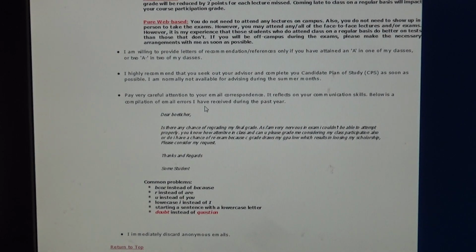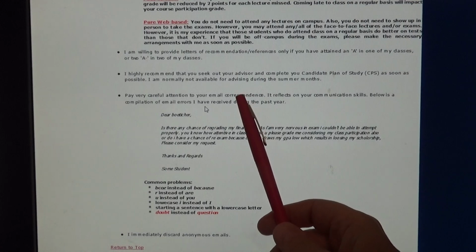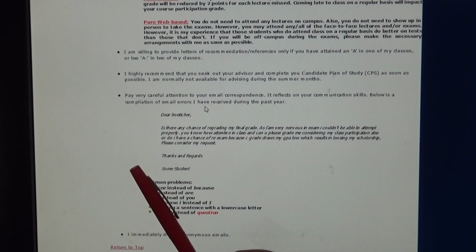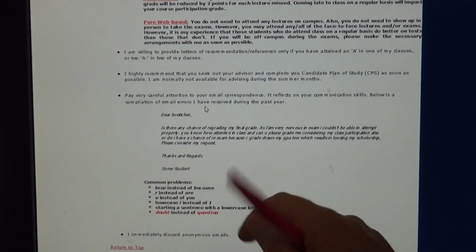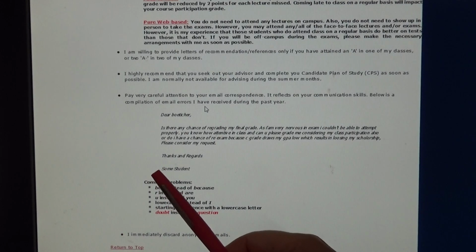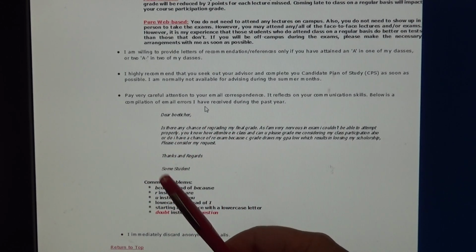Two other points here, one of which is to pay very careful attention to your email correspondence. Now, I know students do the texting and the abbreviations, things like that, and it's okay to write to your friends like that. But when you're writing to a professor or a future employer, you want to be very careful.